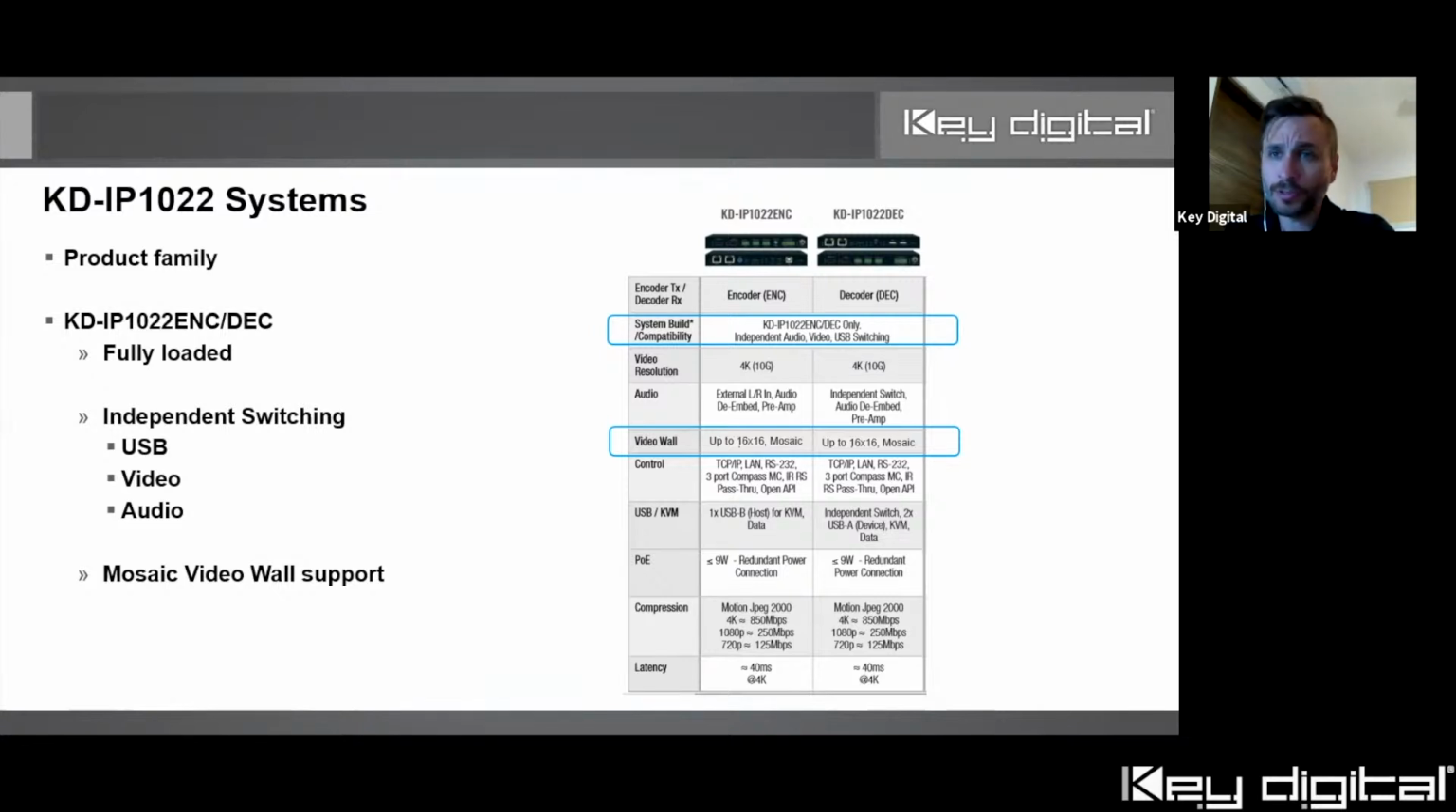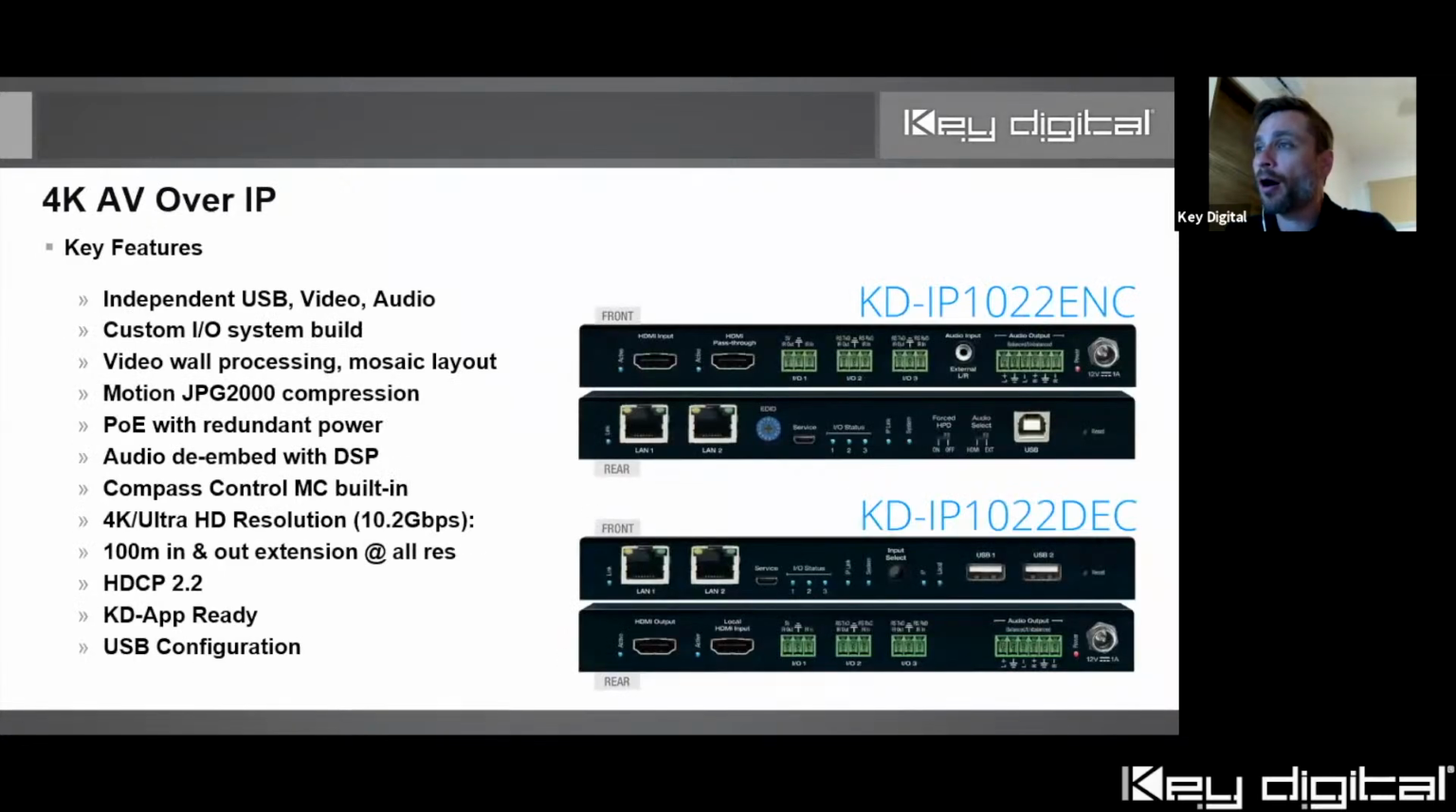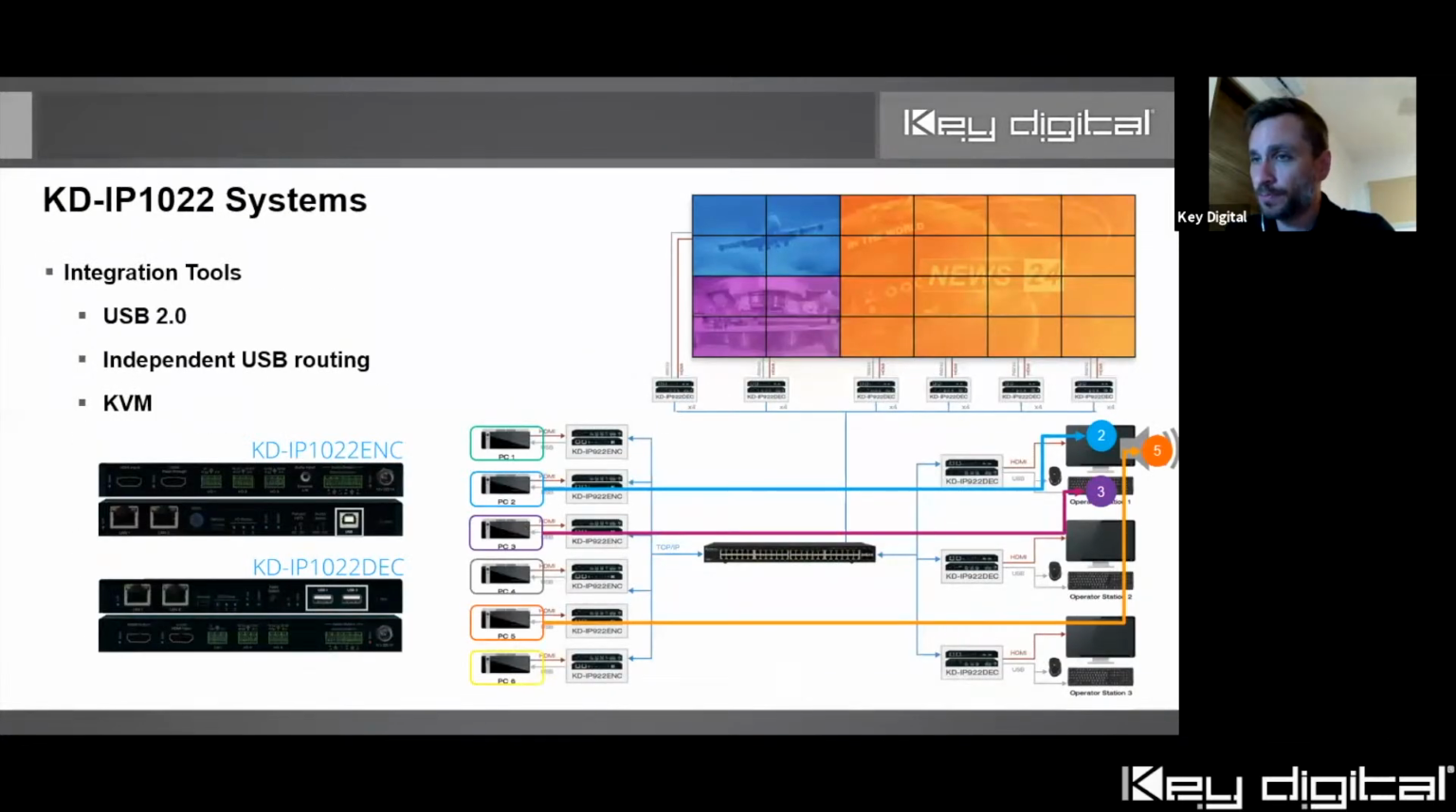What else is unique with the 1022s? You have fully independent audio, video, and USB routing. So that once again, we return to the operation center, and operator 1 is viewing PC2, is listening to PC5, and has keyboard mouse control of PC3. So we didn't get that with the 922s. Remember, video, audio, and keyboard mouse followed each other. It is fully independent in the 1022s.